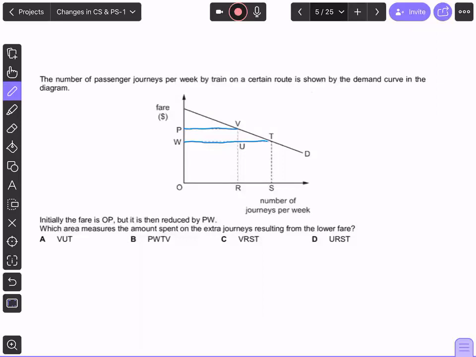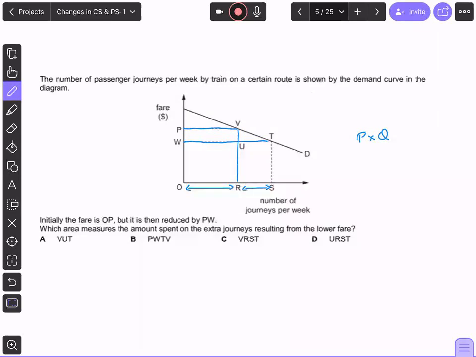What will be the amount? Price multiplied by the quantity. सही है? तो पहले आपकी जर्नीज कितनी थी? OR. OR was the quantity. But now the extra journeys are RS. सही है? This is added because of reduction in the price by PW.